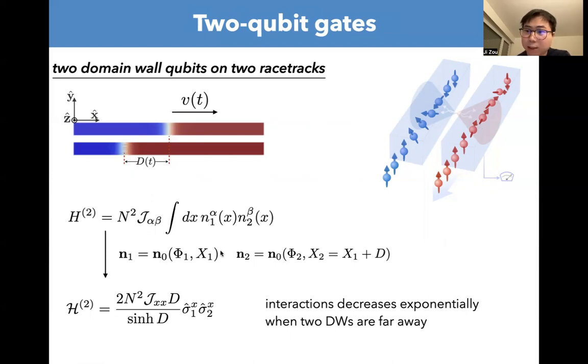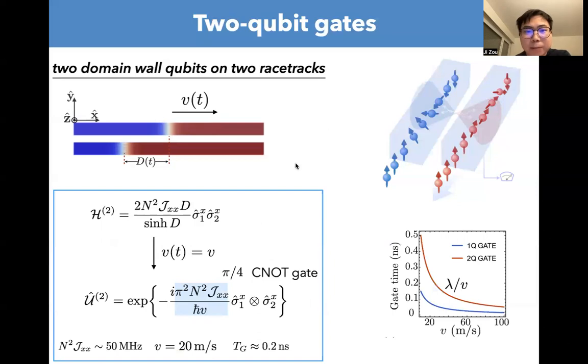Similarly, we project the whole dynamics onto this qubit subspace. In this case, we would get an effective interaction between these 2 qubits, which is sigma 1x tensor product sigma 2x. And one can see that the interaction would decay exponentially when their separation D is larger than the domain wall width. It just tells us that those 2 qubits will not talk to each other if they couldn't see each other.